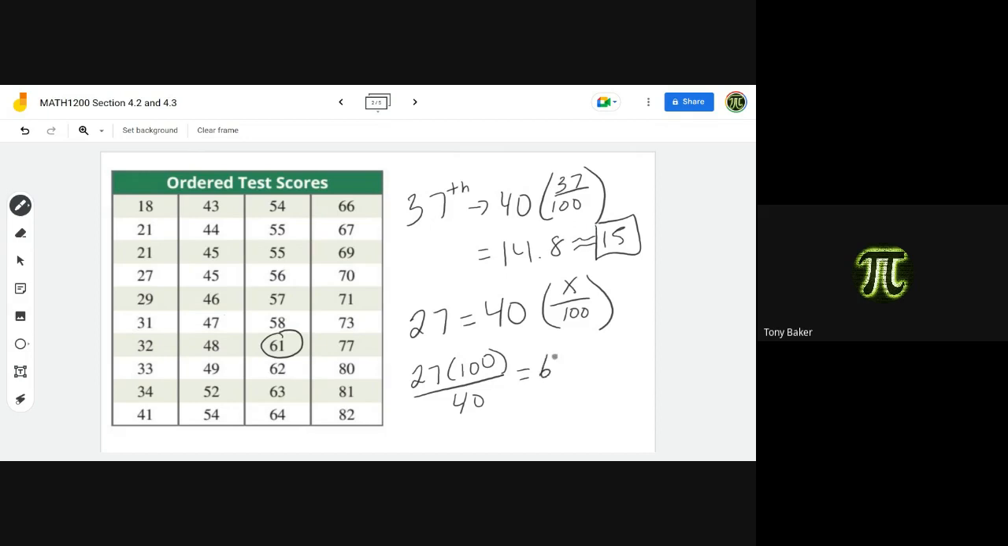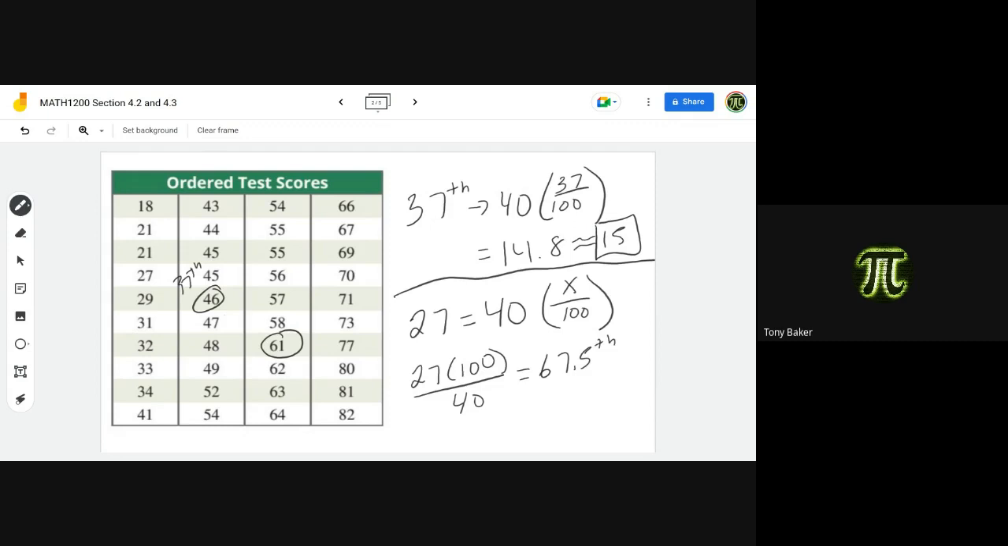67.5? That's all right. There's two different things, so depending on the direction you want. If they ask you for the percentile, the first one we did, I want the 37th percentile, and we found out it was the 15th number, which turned out to be 46. That's the 37th percentile.